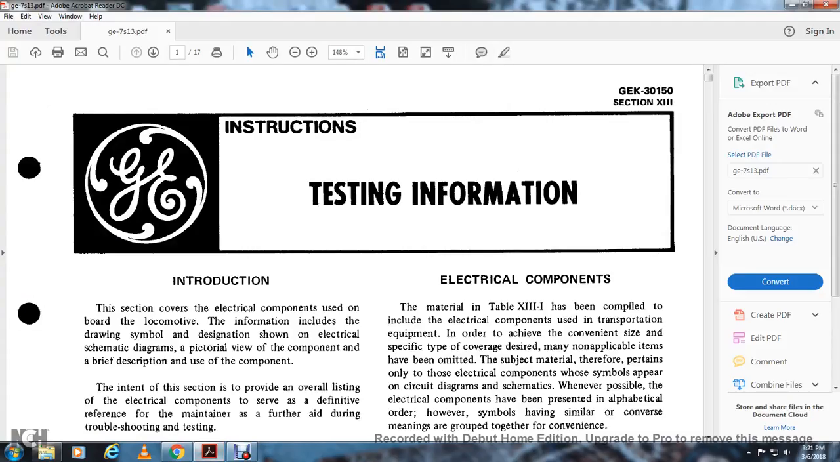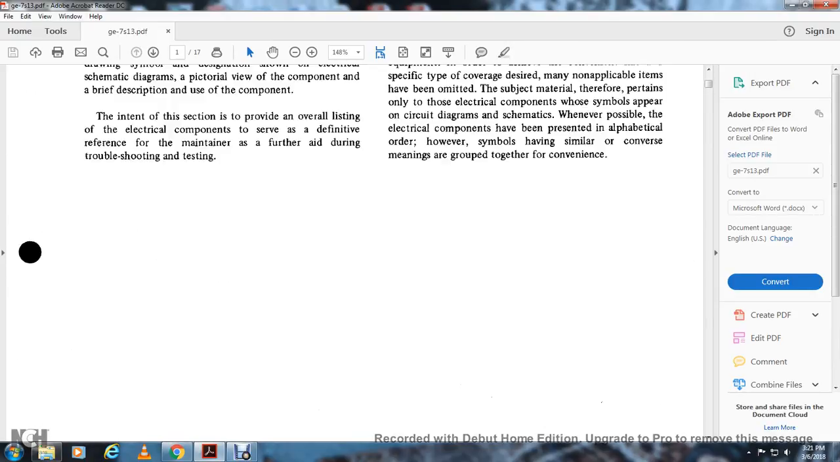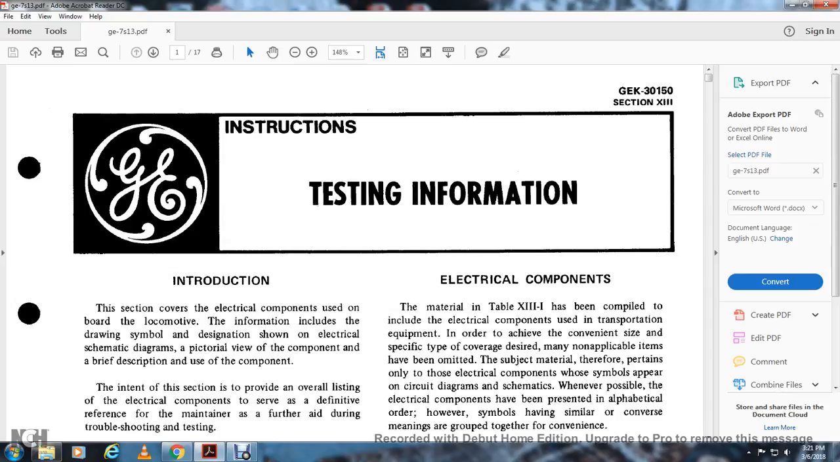Alright, General Electric Locomotive, Dash 7 Series, Part 13, Testing Information. This section covers the electrical components used with the board of the locomotive.